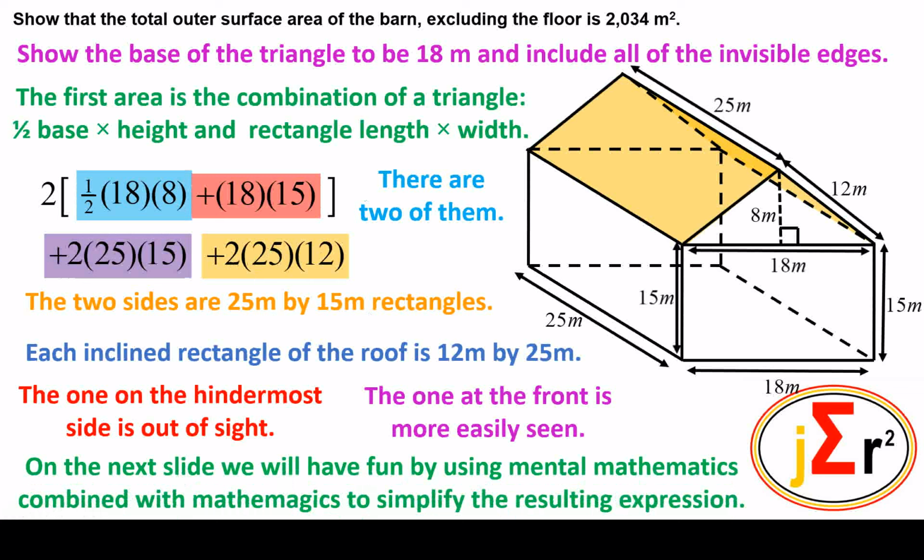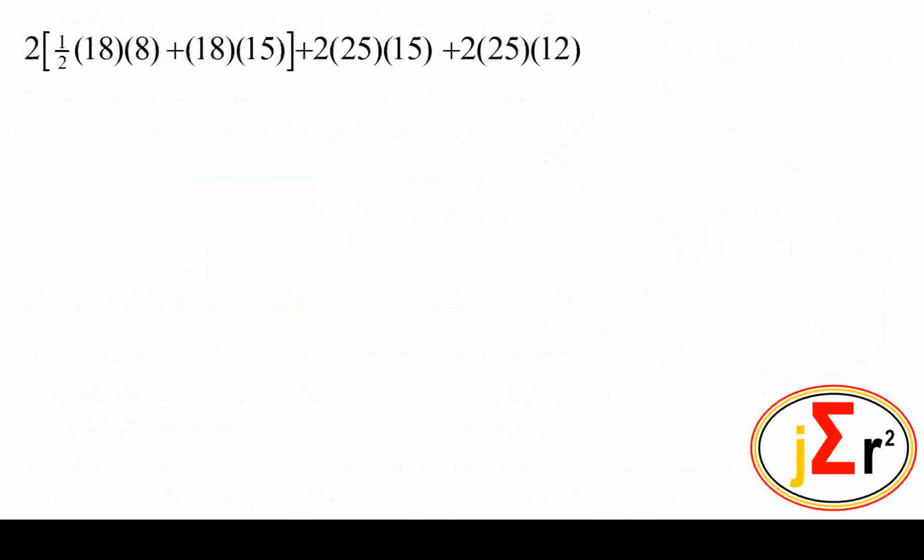On the next slide, we will have fun by using mental gymnastics combined with mathematics to simplify the resulting algebraic expression. Here we go. We have half of 18 by 8. Half of 18 is 9, then 9 eights, 72. That one is quite quick. Half of 18, 9, 9 eights, 72. What about the other one?